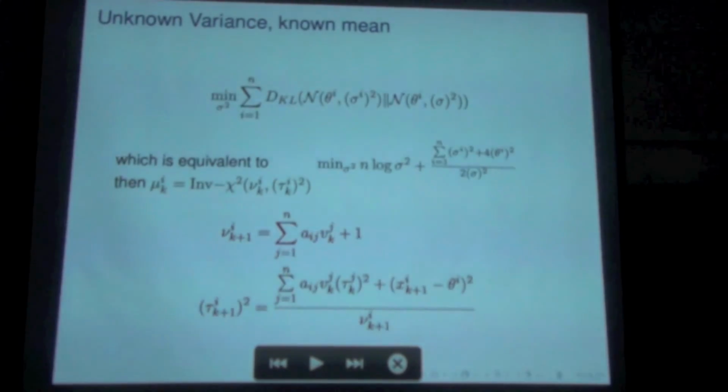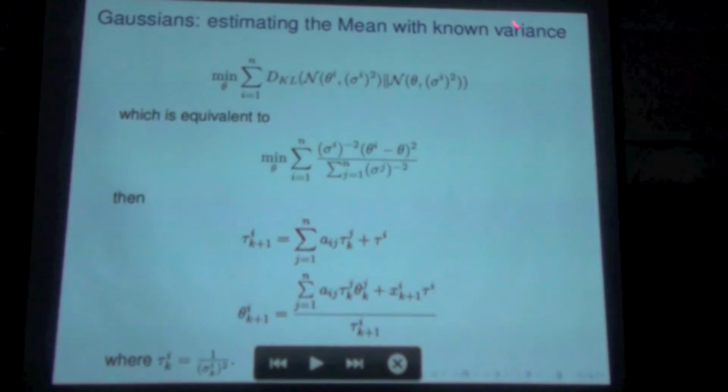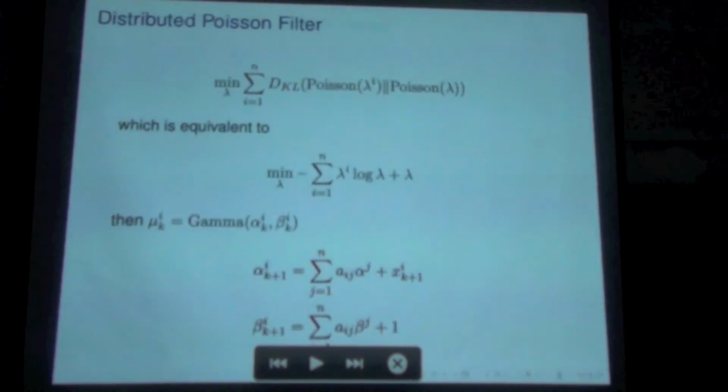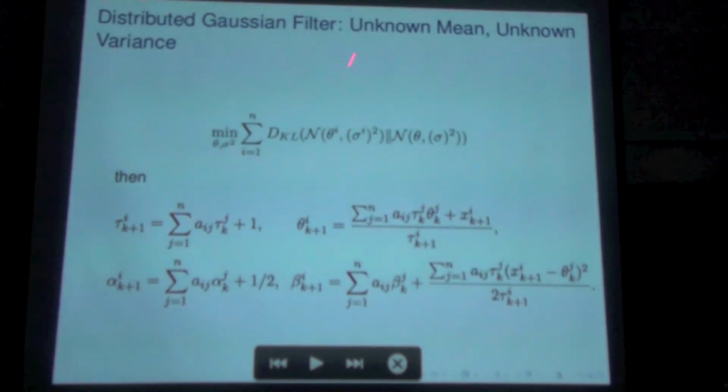You can ask, what happens if you know the mean, but you want to estimate the variance, the opposite. This one is: you know the mean, you know the variance, and you want to estimate the mean. If you know the mean and want to estimate the variance, you do exactly the same, and then the algorithm changes a little bit. And what happens if now you have Poisson distributions? Exactly the same, you get a new algorithm. And when you want to estimate mean and variance at the same time, you get another algorithm.